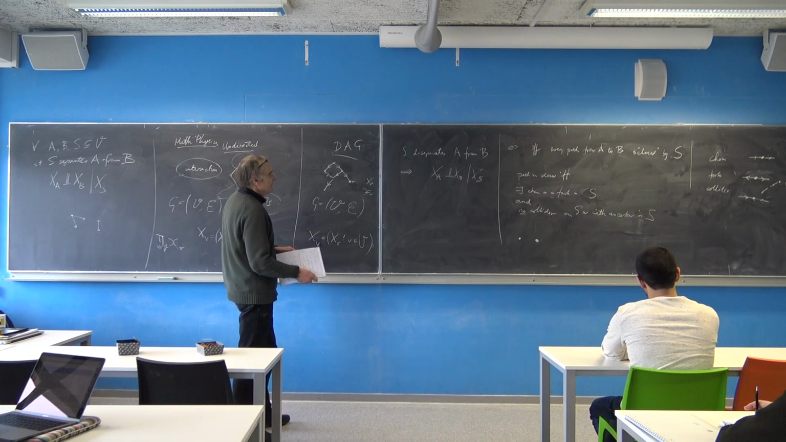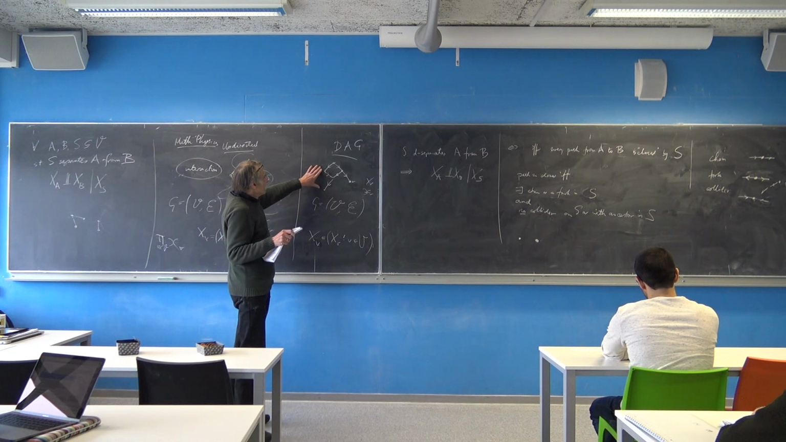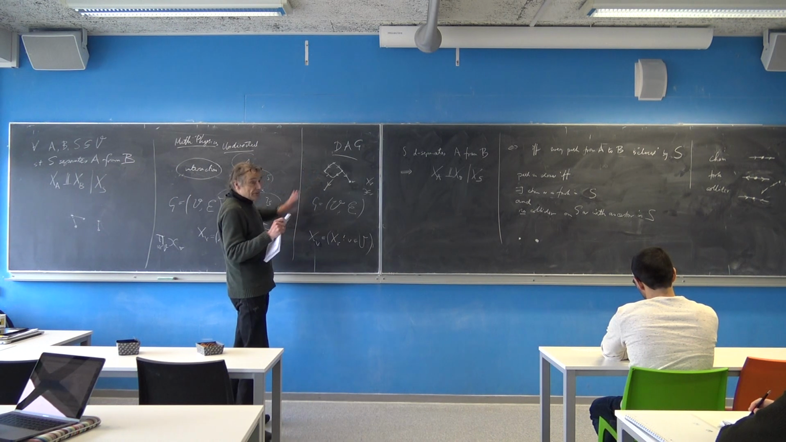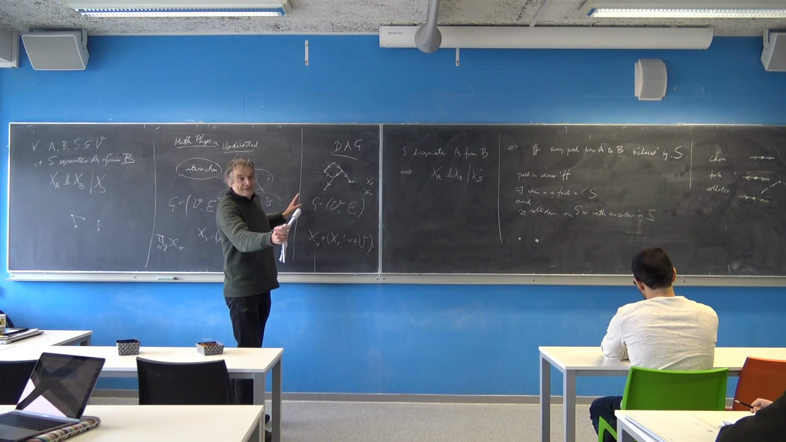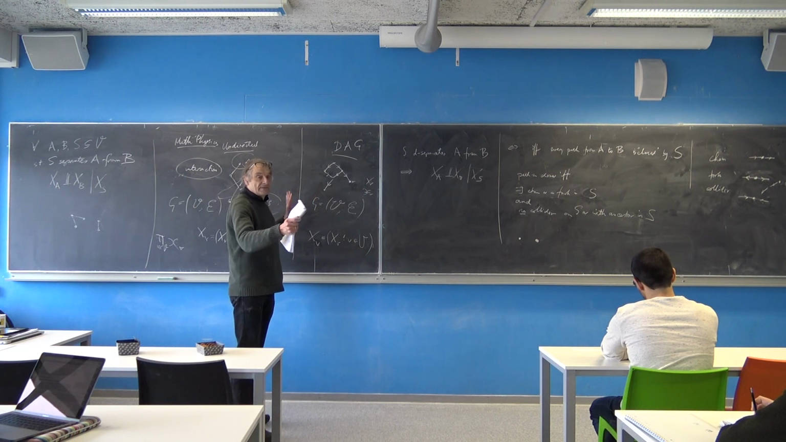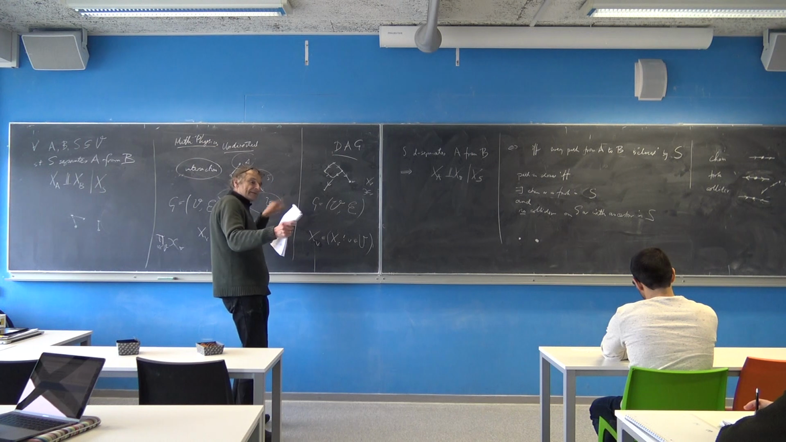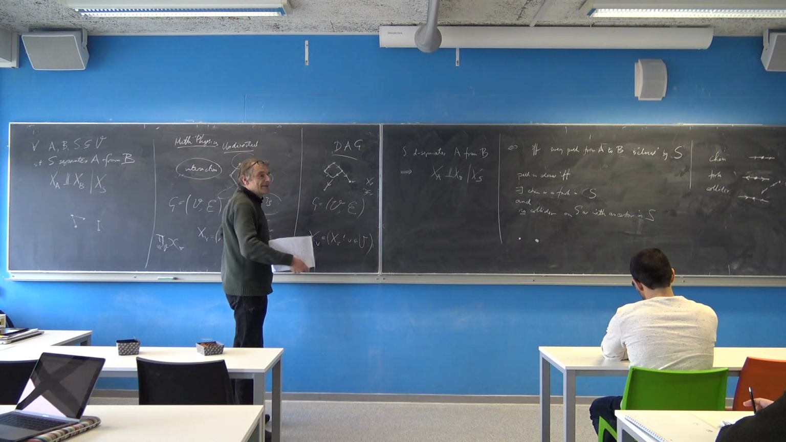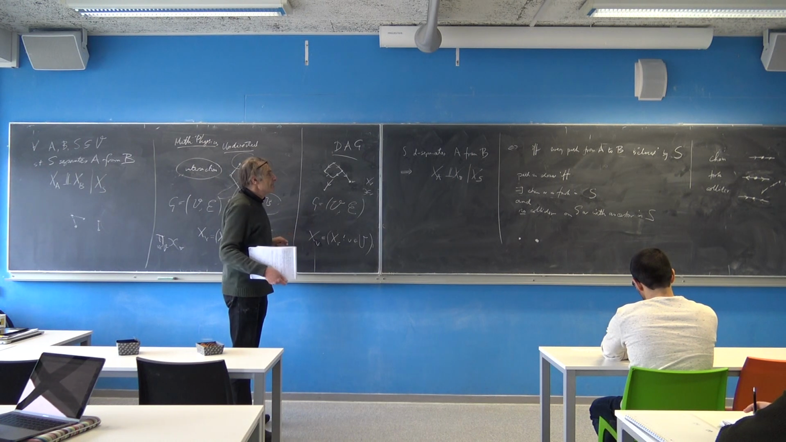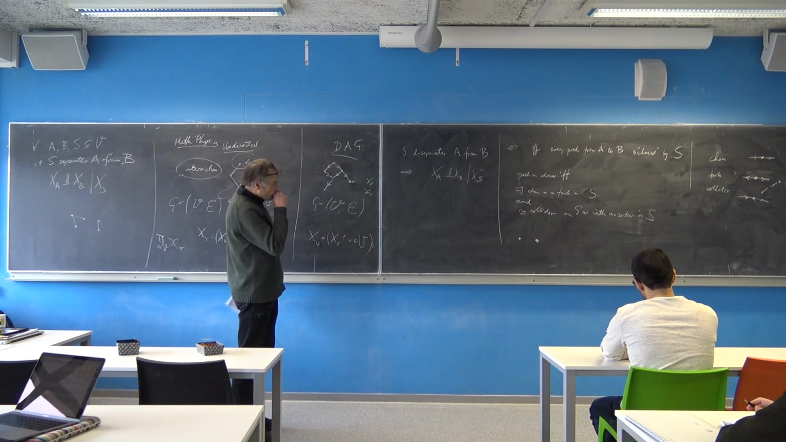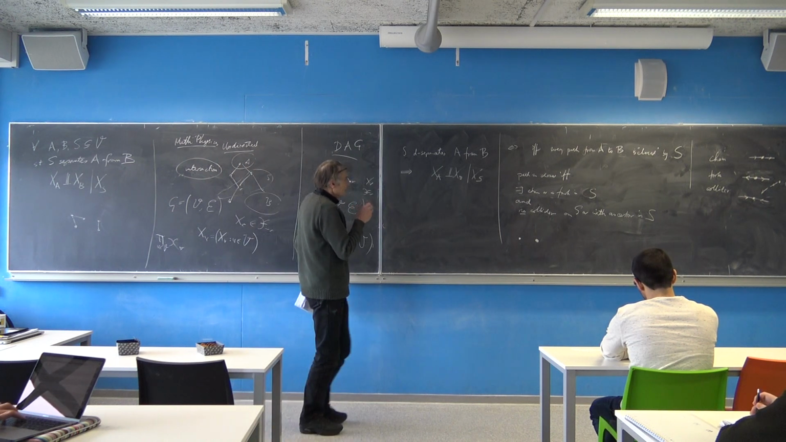So if this graph falls apart in 2 parts with no edges between them at all, then everything on the left together is independent of everything on the right. So that's nice. Okay.